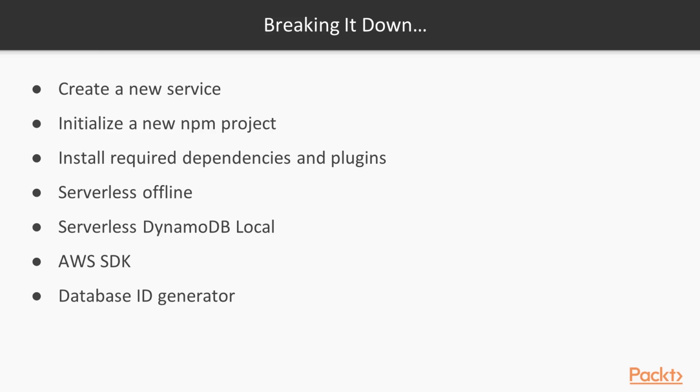For this app, we'll install both Serverless Offline for running the Lambda and Gateway emulation, and Serverless DynamoDB Local for running the database locally. We'll also install the required AWS SDK, which lets us communicate with the database through our application. Lastly, we'll grab a cool database ID generator module for our app to use instead of writing our own. So that's enough talk. Let's jump into a terminal window and get started.